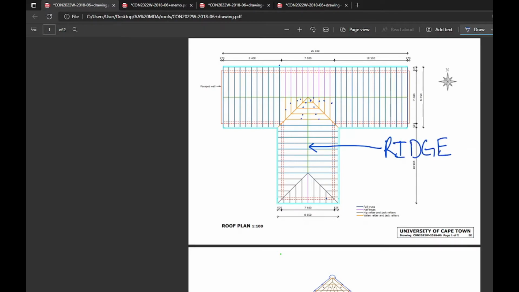Okay. Now, a ridge is just an area. It's sort of a descriptive word. It's not saying there's anything there. And in fact, in our case, there is nothing there. It's like a center line. It's telling us that this is not a flat roof. Okay? It's telling us that this and this meet.